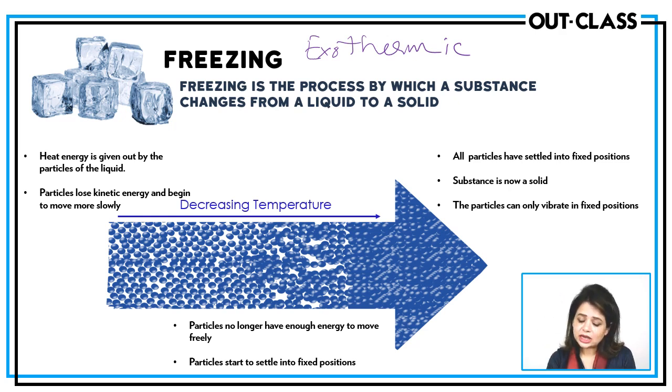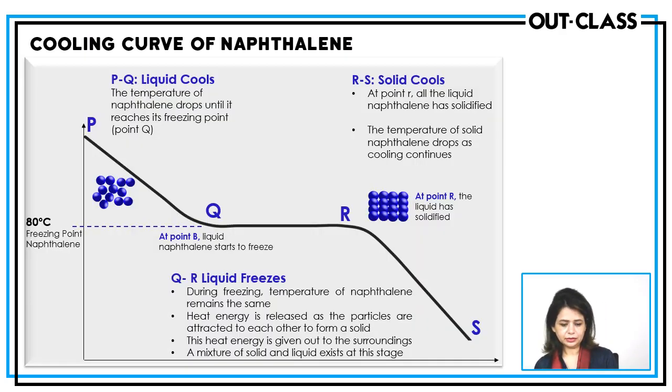Once the whole liquid has converted into solid, then the temperature can drop further. At the freezing point, the temperature becomes constant because during the conversion of state, the temperature does not change. So this is the cooling curve of a liquid to solid.